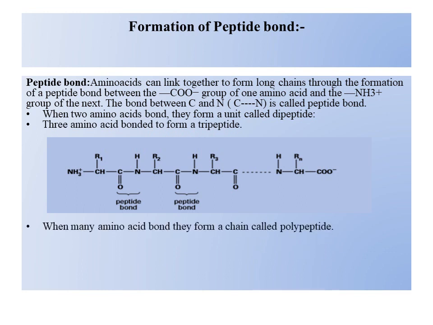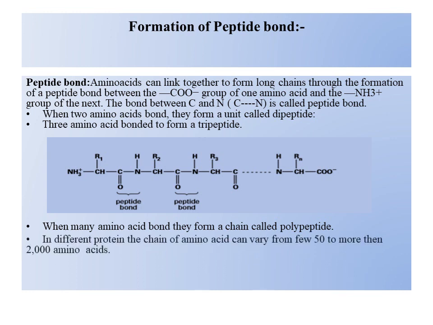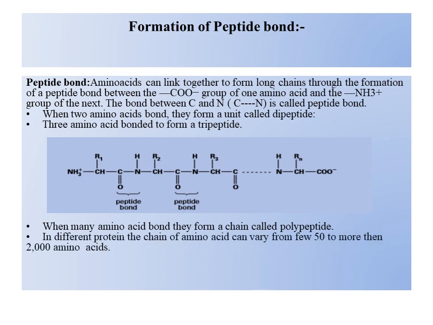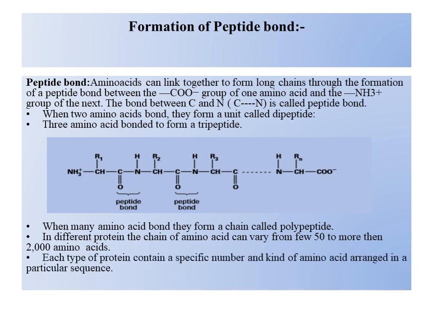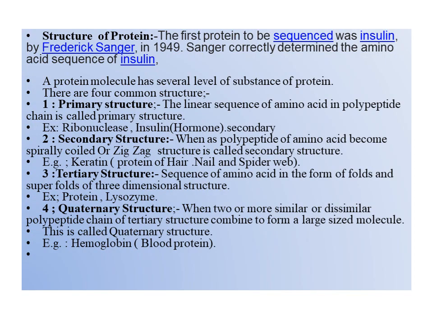In different proteins, the amino acids can vary from a few, 50, to more than 2000 amino acids, up to 10,000 amino acids. Each type of protein contains a specific number and kind of amino acids arranged in a particular sequence. The sequence of amino acids was first determined by the scientist Friedrich Sanger in the insulin molecule, and insulin is a hormone. Sequence structure of protein. The protein sequence of insulin was first given by Friedrich Sanger in 1949. Sanger correctly determined the amino acids and their sequence in insulin.